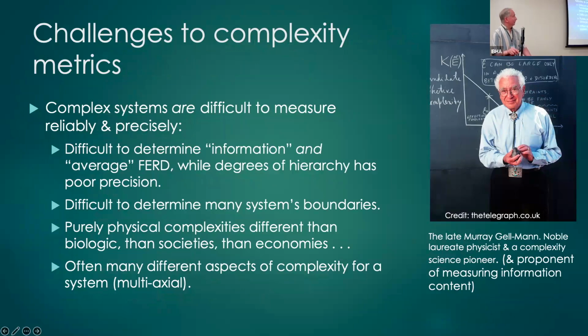So essentially, complex systems are difficult to measure reliably and precisely. They're difficult to determine the information and the average energy rate. I think Martin Van Duijn is later going to do a lecture on energy rate densities of a whole number of systems. I read his paper and he edited it, and he did a remarkable degree of work. His work also shows many counterexamples to the degree of complexity and amount of energy use. It's difficult to determine many systems' boundaries and other problems.